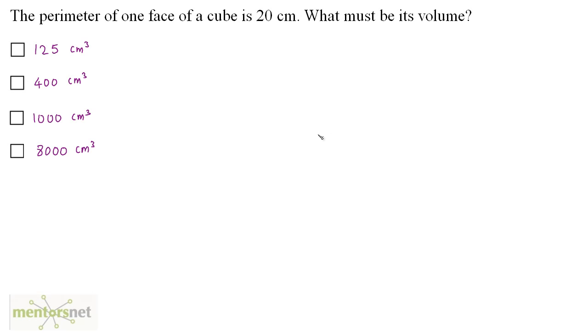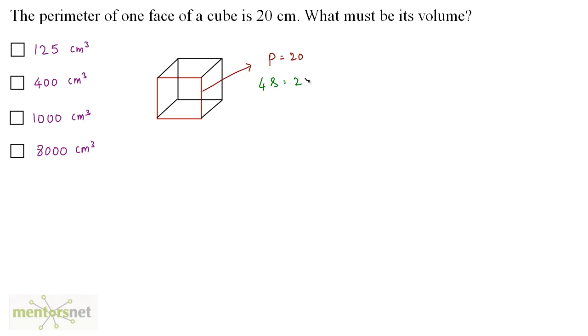The perimeter of one face of a cube is 20 centimeters. What must be its volume? So this is your cube, and it is said that the perimeter of one face of a cube is 20 centimeter. So I can say that the perimeter of this face, that means this red face of this cube, is 20 centimeter. Right? But perimeter of a square is basically 4 times its side, isn't it? And that is equals to 20.